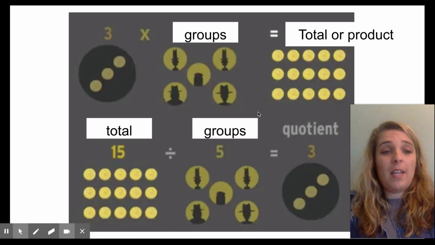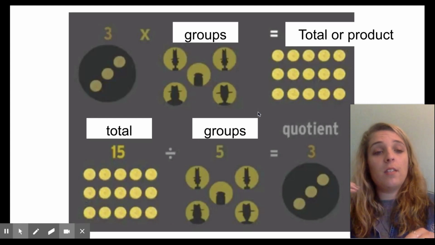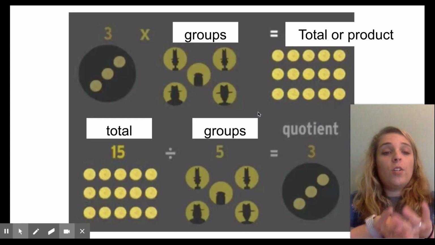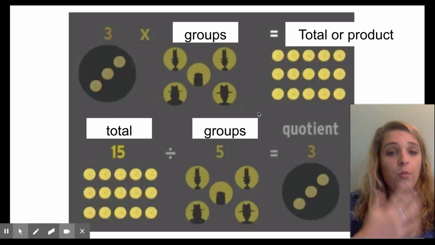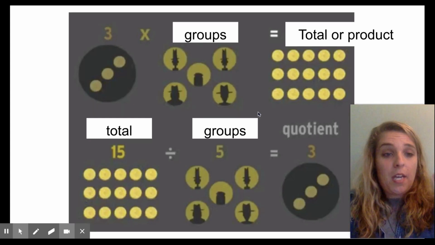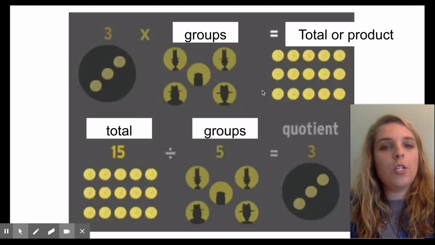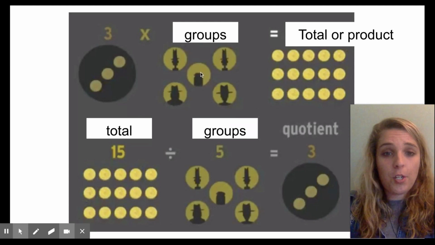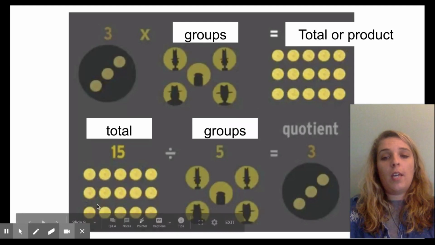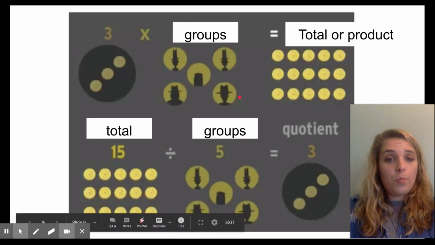So we know when we're taking our total amount of things, in this case the 15 gold coins, we're splitting them into 5 groups. We will get 3 in each group. In our multiplication equation, we know that that can just be one of our factors. So do you notice how these are the same? I'll get my fancy pointer out. These are the same, right? Where groups is the same.